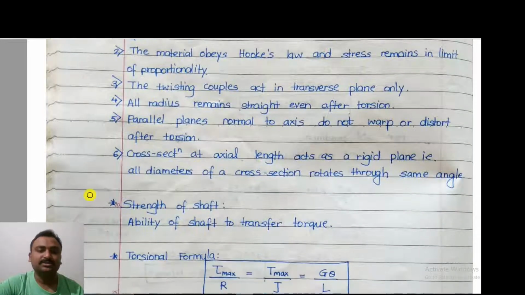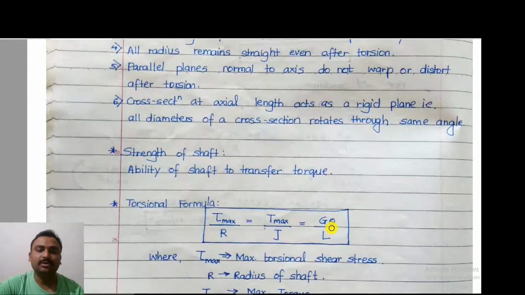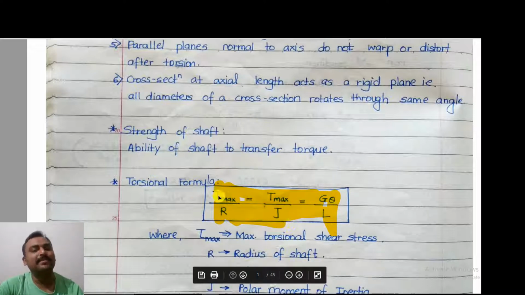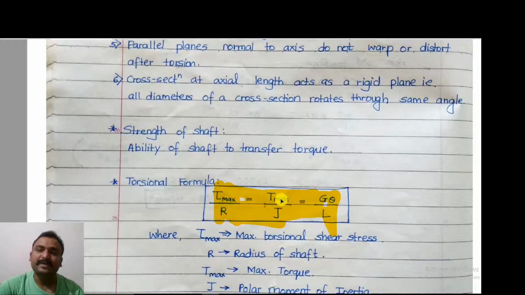We have seen the strength of the shaft is torque. This is the most important formula: tau by r is equal to T by J is equal to G theta by L. All terms in this equation are maximum shear stress, maximum radius, that is outer radius, maximum torque, polar moment of inertia, shear modulus, angle of twist, and the length of the shaft.